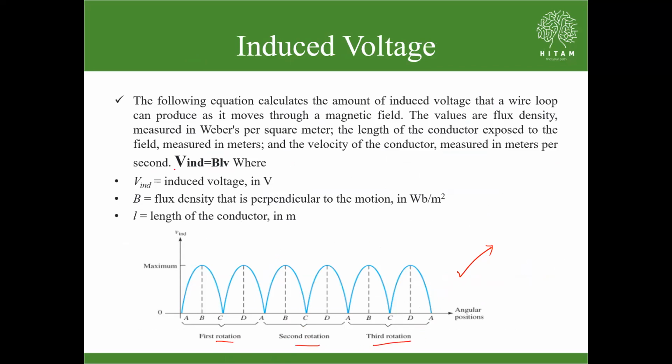The formula for induced EMF: B is the flux density, taken perpendicular to the motion, that is, the maximum amount of flux presented. L is the length of the conductor. V is the velocity of the conductor.